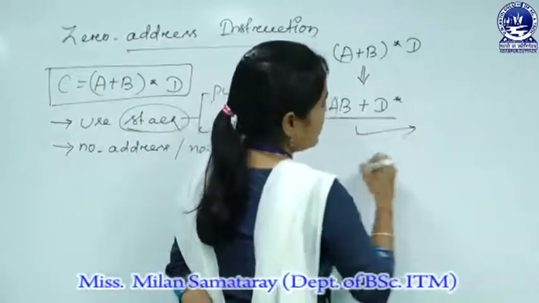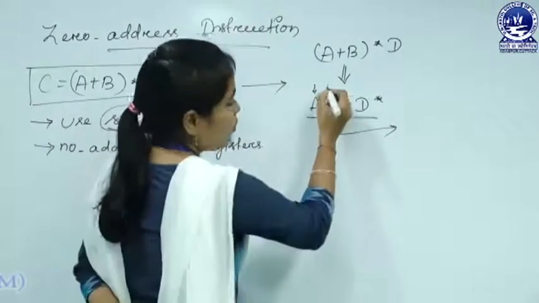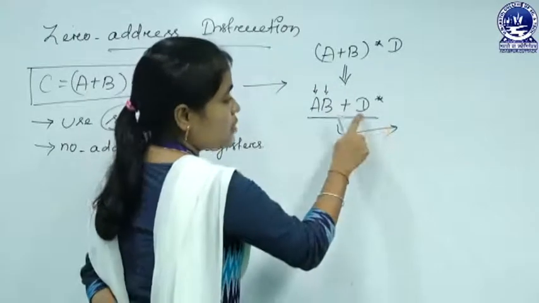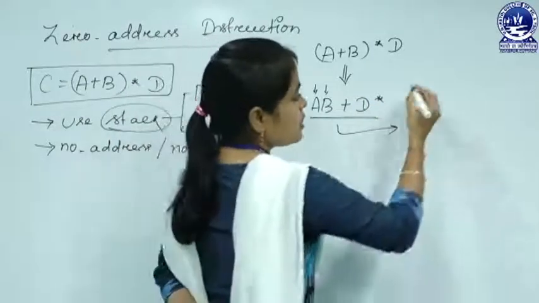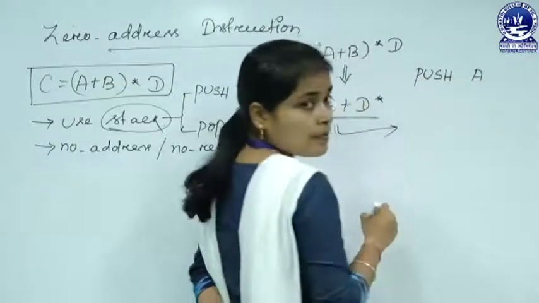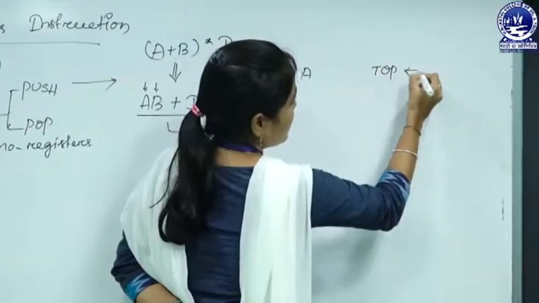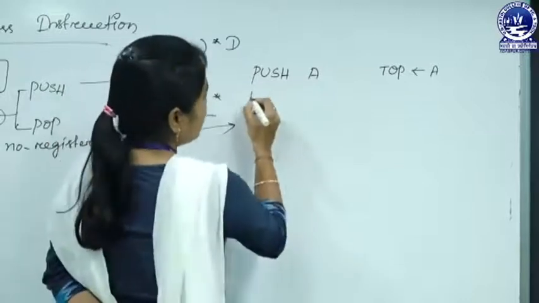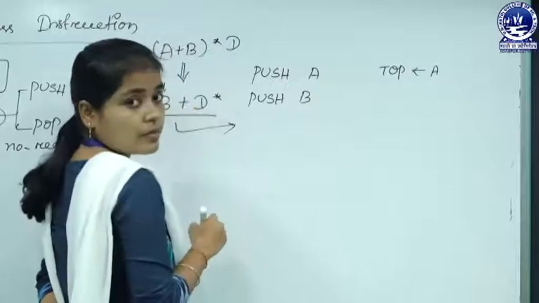So, let us write first what we have to do. We have to push A, then push B, then perform the addition operation, then push D, then do the multiplication operation, in sequential format. So, let us do it. First we have to push A, that means the top of the stack contains the value of A, and then we have to do the push operation for B.